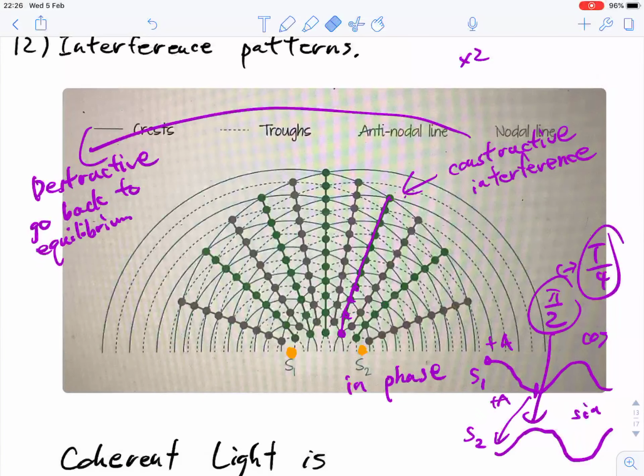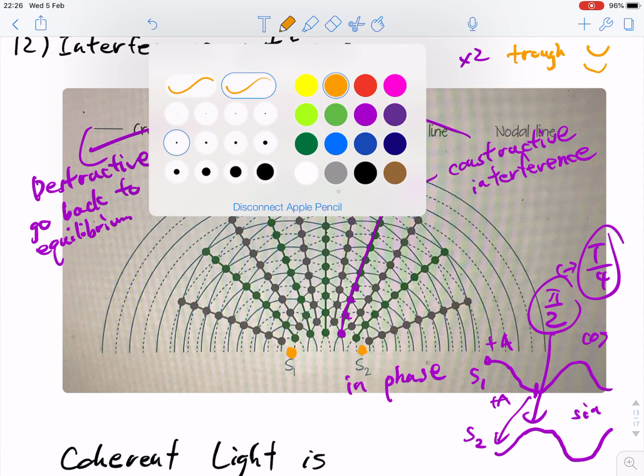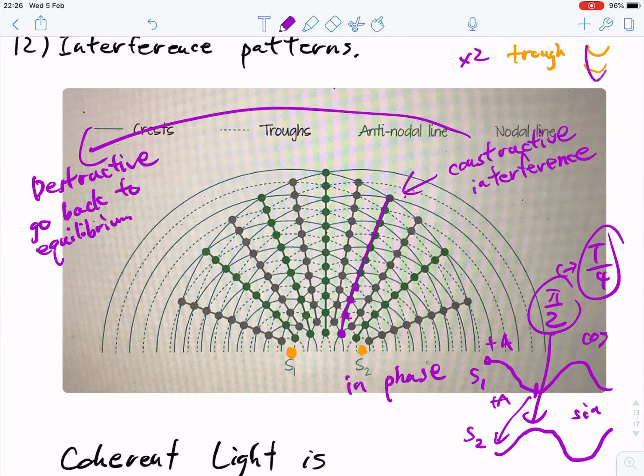So a double trough would be, again, two of these guys. And so the result is this part in purple. Okay, and that's actually what we have here. The double dotted lines, let's say right here, where two dotted lines meet, that's a double trough. So that's this type of constructive interference.